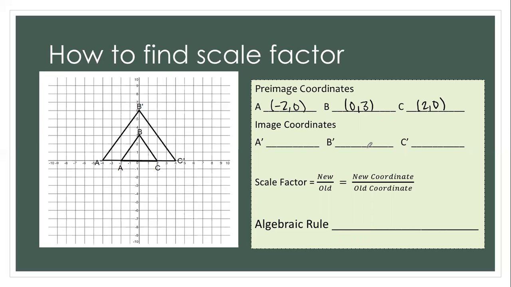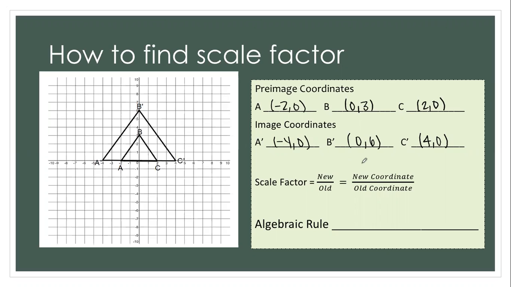All right, now let's get our image coordinates. Where's A prime? (-4, 0). B prime? (0, 6). And C prime? (4, 0). So we want to figure out how much bigger, by what scale factor, did my triangle increase?